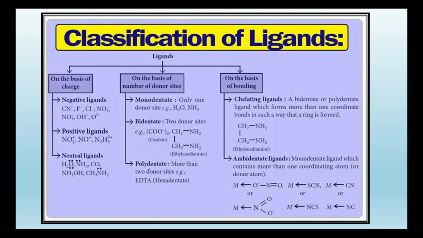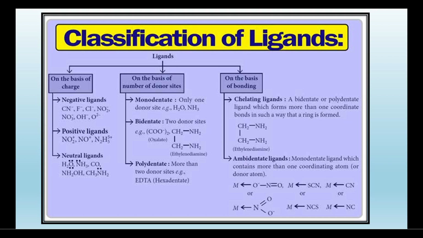And coming to the polydentate, there are more than two donor sites, for example EDTA, which is also known as a hexadentate ligand. Okay, the EDTA is ethylene diamine tetraacetic acid. And then, on the basis of bonding, we can classify the chelate ligands and ambidentate ligands.